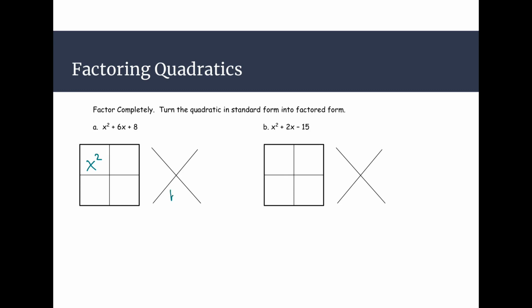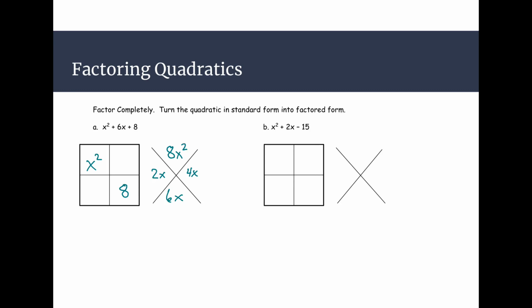Your bx always goes here. So then we can put the 6x there. And then our c always goes here. And we multiply x squared times 8 to get this number, which is 8x squared. All right, then it becomes an x problem. So we want to figure out what multiplies to get the top and adds to get the bottom. So it'll be 2x and 4x.